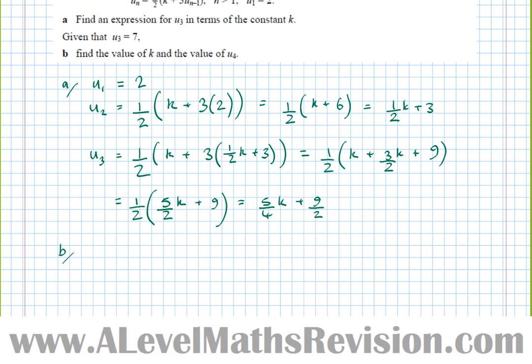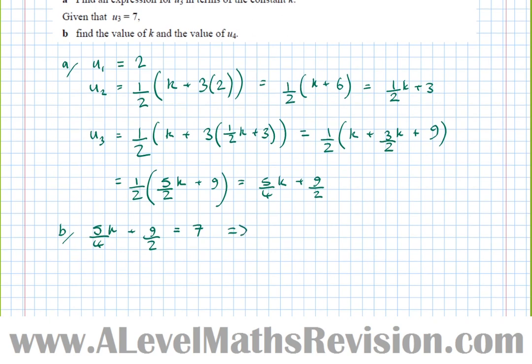So now part B, it says given that U3 equals 7, so we're told that this equals 7, find the value of k and the value of U4. Okay, so 5 over 4k plus 9 over 2, the third term, we're told equals 7. So if we times both sides by 4, we get 5k plus 18 equals 28, which means that 5k equals 10, which means that k equals 2 is the answer.